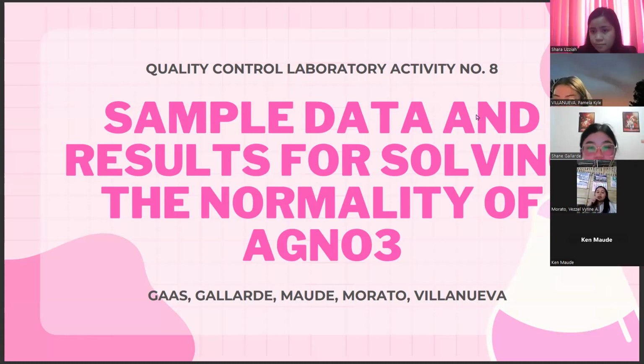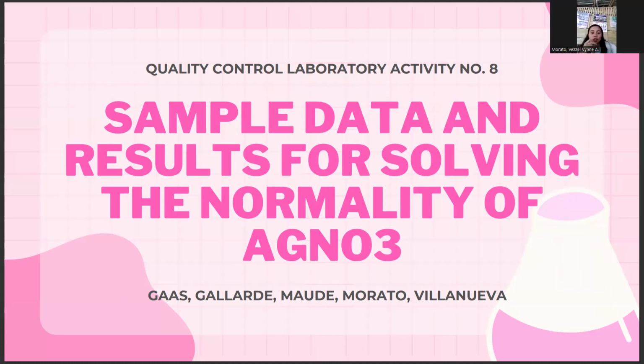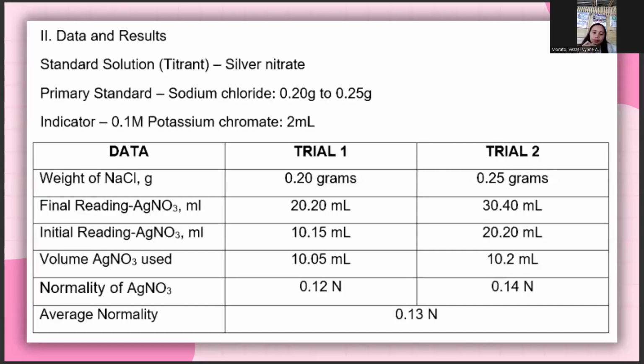And now, let us proceed to the sample data and results for solving the normality of silver nitrate. So, here are the results we gathered, but only from online references. Trial number 1, the weight of our sodium chloride is 0.20 grams. In trial number 2, it is 0.25 grams.